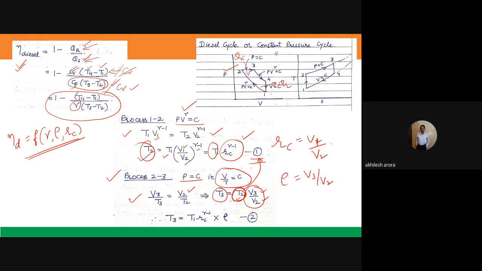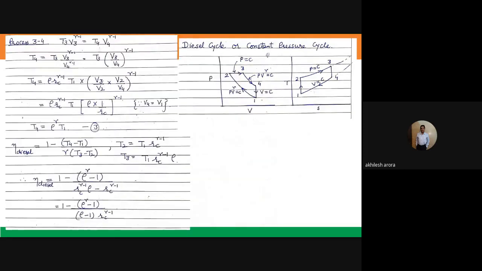So T2 is given as, you can see it here, T1 Rc raised to power gamma minus 1, and this V2 by V1 is given as rho. So T3 comes out to be T1 Rc raised to power gamma minus 1 into rho. This is equation number 2. Now similarly, we can go for the process 3 to 4, which is the reversible adiabatic expansion process.